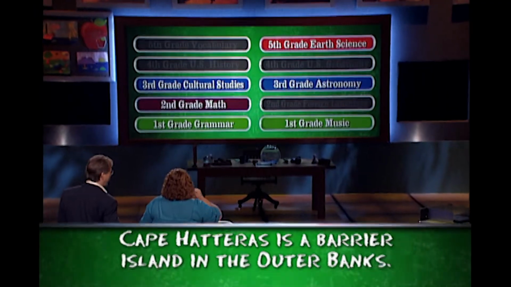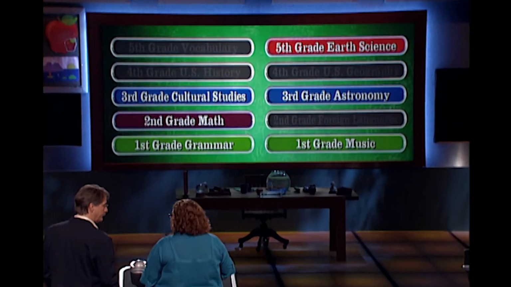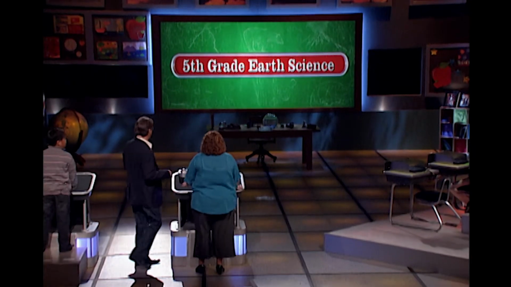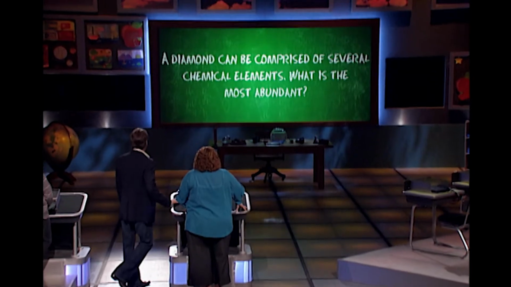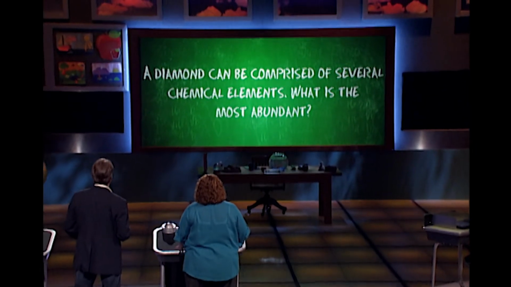6 subjects. Pick another one, Jen. I'm gonna go with 5th grade Earth Science. All right. Because I still have a copy, and you have still another cheat left. Our 5th grade Earth Science question is, a diamond can be comprised of several chemical elements. What is the most abundant?